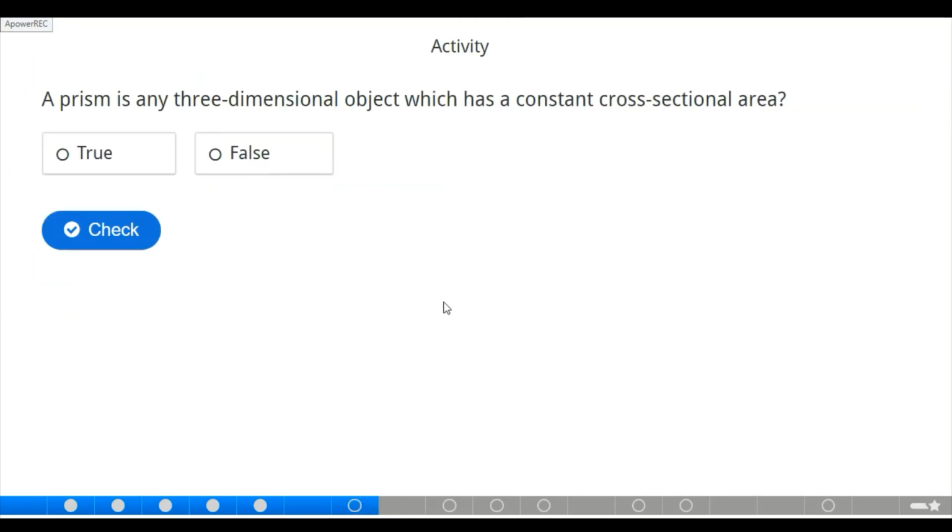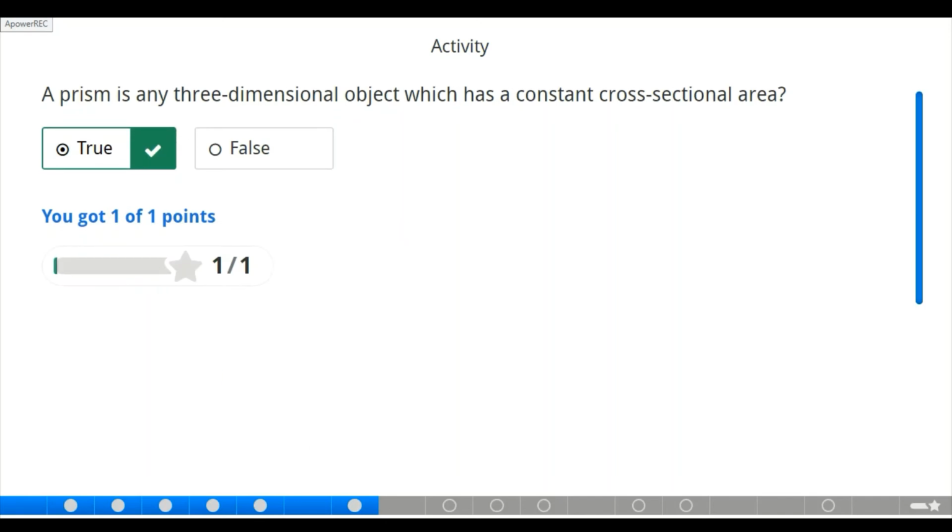Okay. Now, let's look at this activity. We said that a prism is any three-dimensional object which has a constant cross-sectional area. Because if you want to calculate it, you must have your cross-sectional area multiplied by height. So, which is right.